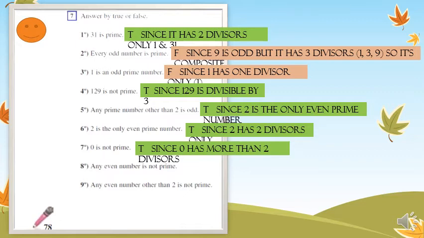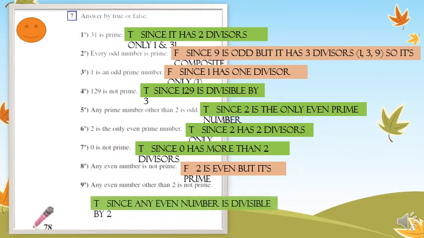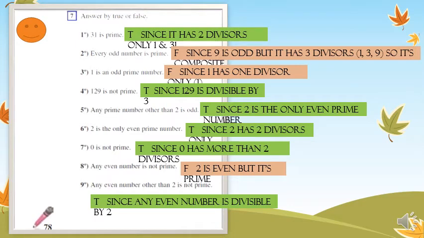Any even number is not prime? Yes, it's true. It's because it's divisible by 2, but pay attention. 2 is even and prime, so it's false because 2 is the only even prime number. Any even number other than 2 is not prime? Yes, this is true because all even numbers are composite numbers except for 2.